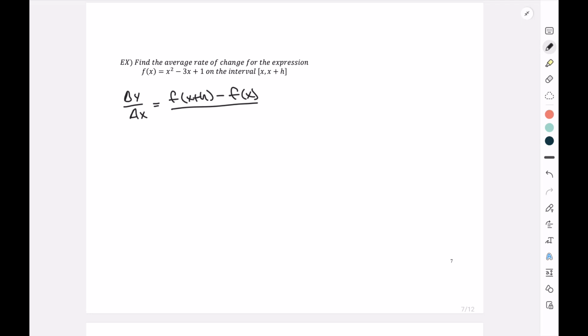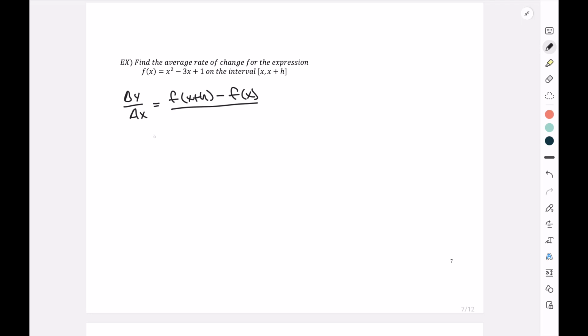So now we want to find the average rate of change for the expression f of x equals x squared minus 3x plus 1 on the interval from x to x plus h. And so this is how we would set it up. All we would have to do is plug in our function for f of x everywhere we see an x, and then do the same thing for x plus h and x, and then combine like terms to FOIL and just get in terms of x plus h.